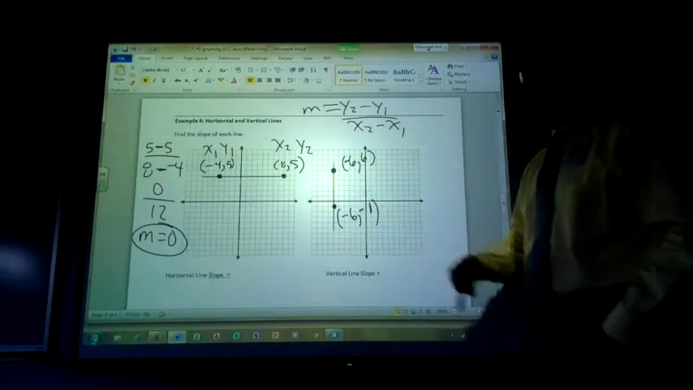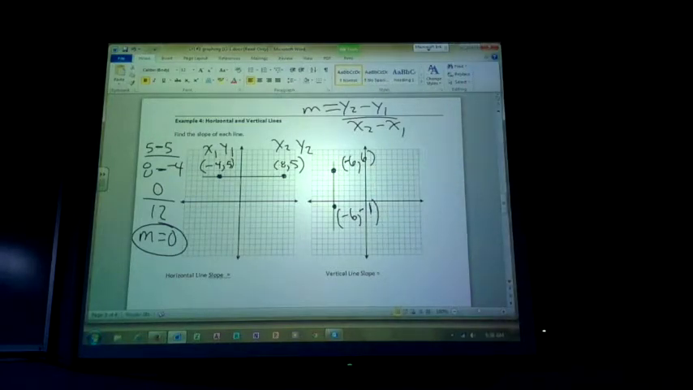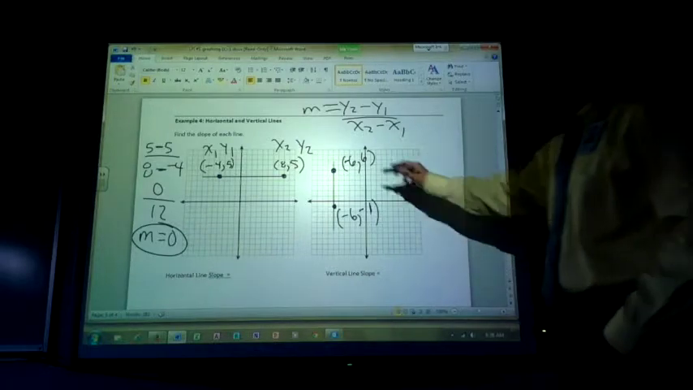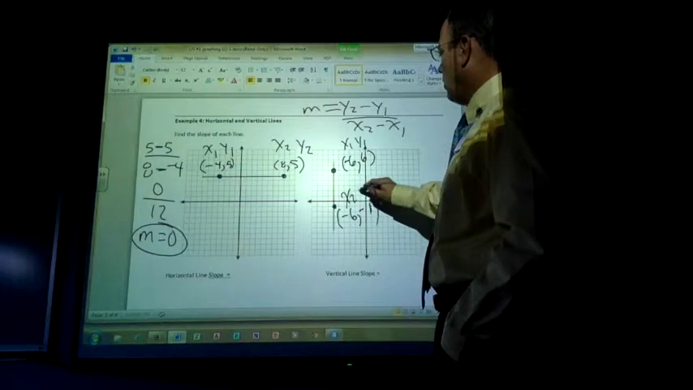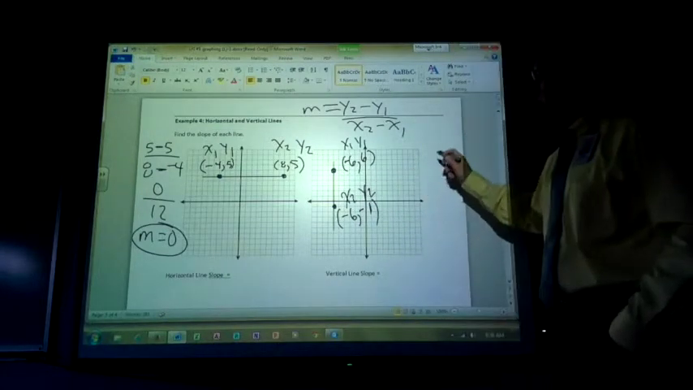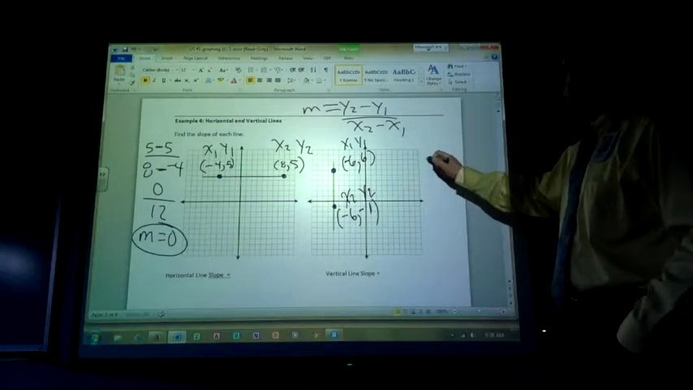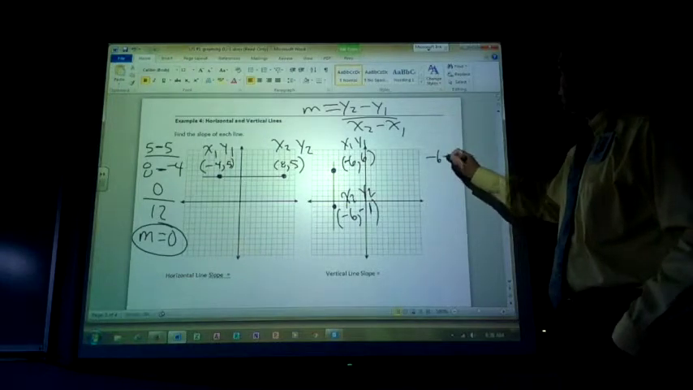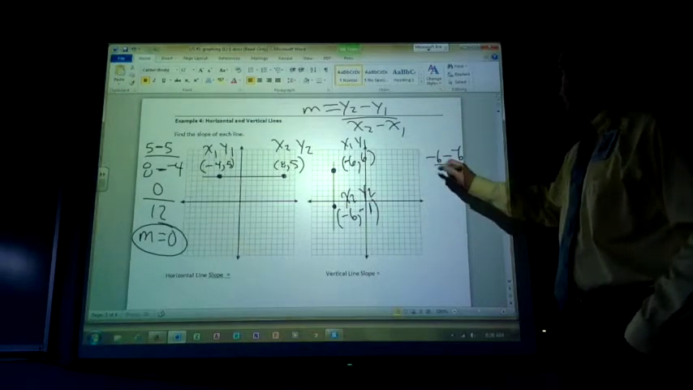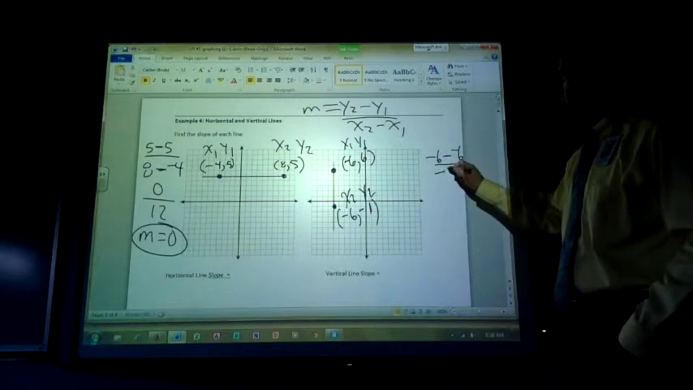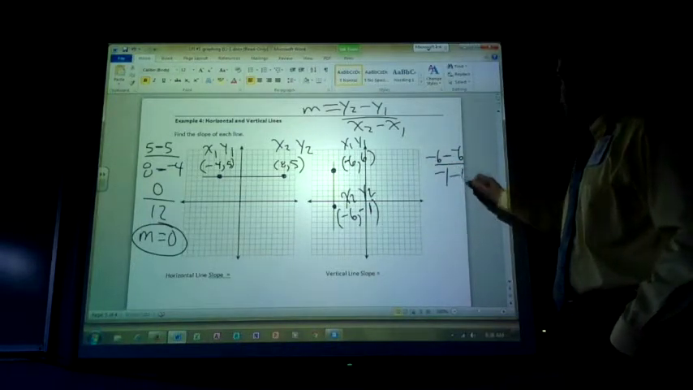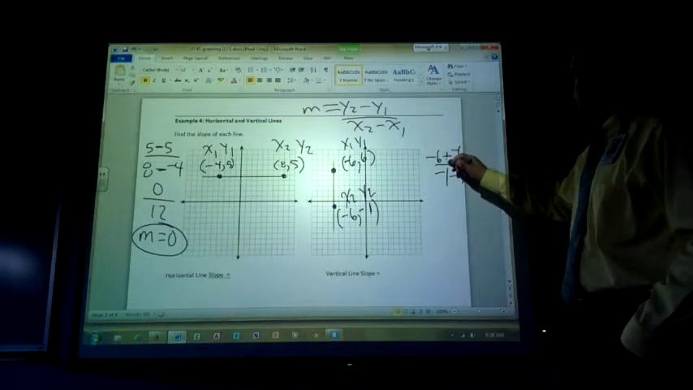So that's a vertical line. Which components seem to be the same up there? 6. The x component. So again, we label them x1, y1, x2, and y2. We plug them in. I'm going to get negative 6 minus negative 6 over negative 1 minus 6. And that's going to give me positive.